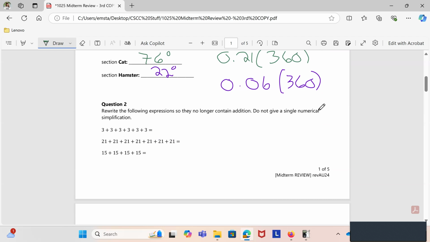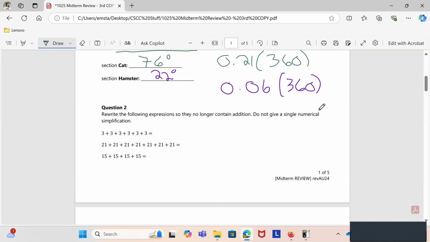At the bottom of page 1, they have these examples. They want us to rewrite them without addition. They don't want the answer. I know we could all figure out the answer to this by putting 3 plus 3 plus 3, etc. They want to know, how can I write this as multiplication? Repeated addition can be written as multiplication. That's actually the definition of multiplication.